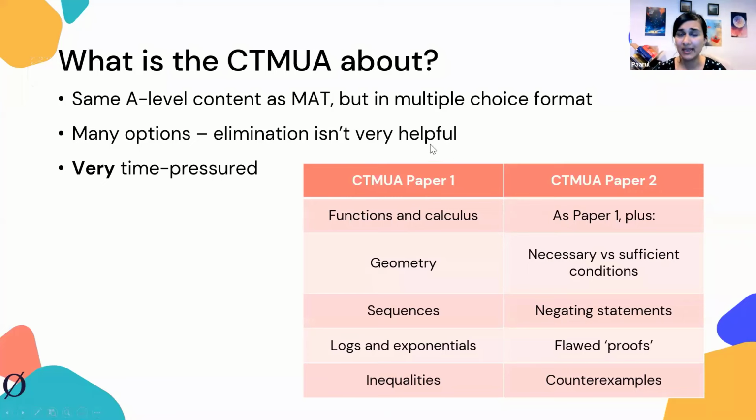If we just have a quick look at the topics, paper 1 covers things quite familiar to you from A-level or the IB. So we have functions and calculus, geometry, sequences, logs and exponentials and inequalities. But in paper 2, we're looking at slightly more unfamiliar things. We asked you to look at necessary and sufficient conditions already. That's not something that's covered much at school. When we say negating statements, we mean quite long, convoluted, logic-based statements that you have to find the opposite of and figure out which of these phrases best represents that negation. We do a bit of this at A-level, looking at flawed proofs, but now the proofs are longer and the flaws are more subtle.